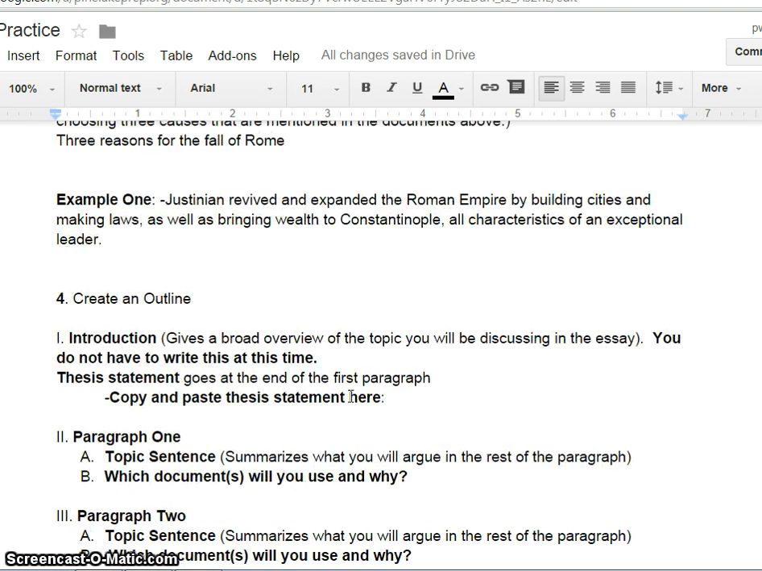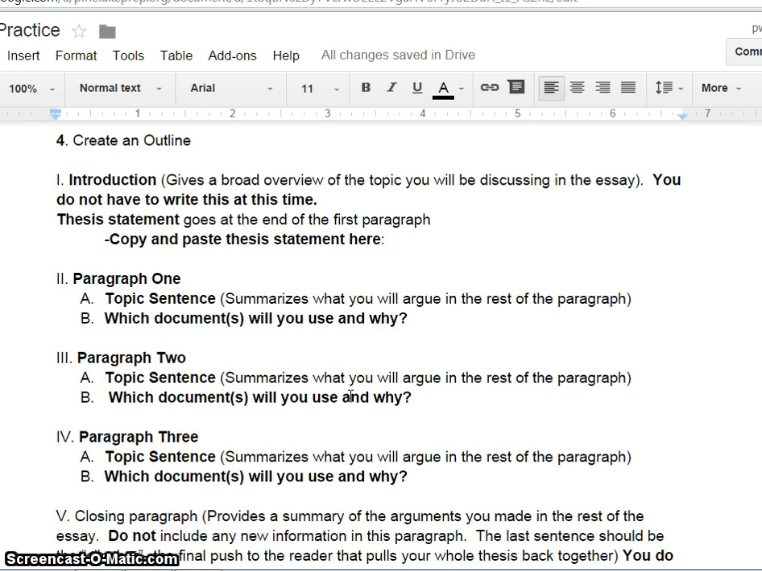Next, we worked on the outline. So let me just talk you through this outline. First, we have the introduction. So the introduction is going to provide an overview of Rome. For example, you could talk about the type of government in Rome and life in Rome. And then you could end by talking about how it started to fall. And then your thesis will be the last sentence at the end of your introduction. Okay? So at this time, you don't have to write the introduction as part of your outline. You can just put your thesis right here.